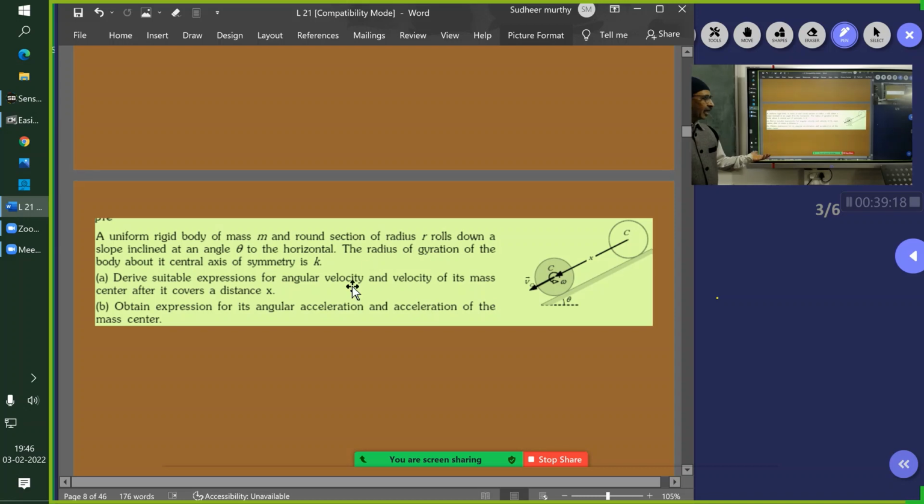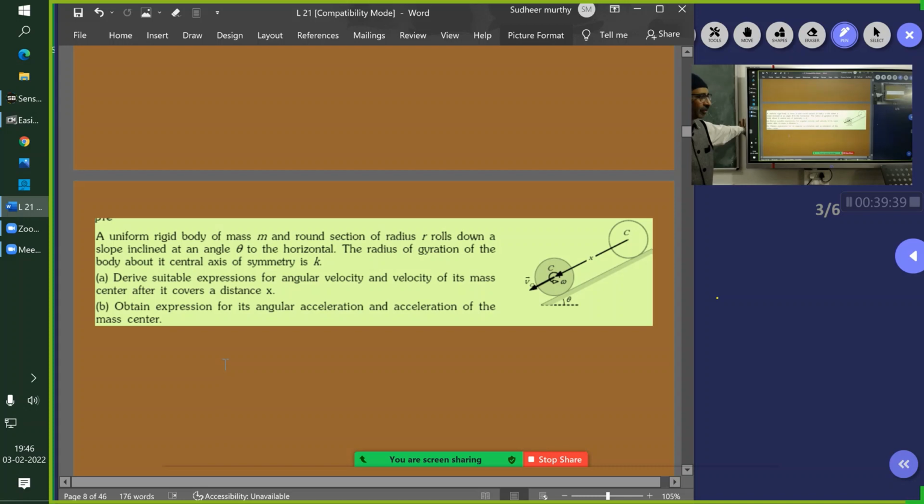So you will get it here. The only thing is now the radius of gyration is given as k. Now you should know how to handle this: I is equal to m k square. So you will get this one from this. You know how to handle it. And angular acceleration is also automatically calculated.